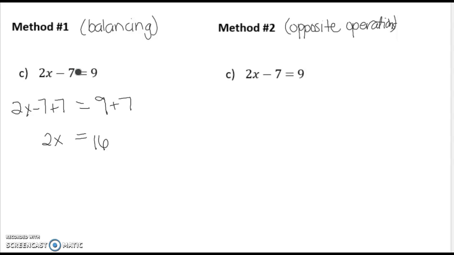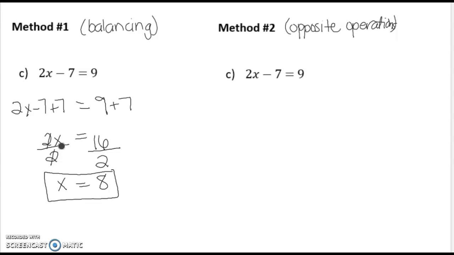Now, we have 2x equals 16. We have to solve for 1x. So we have to get rid of this 2 here. So in order to get rid of the 2, we have to divide by 2. Okay, it's the opposite operation. And we have to balance on the other side. If we divide by 2 on one side, we have to divide by 2 on the other side. Well, 2 divided by 2 gives us 1x, and then 16 divided by 2 gives us 8.